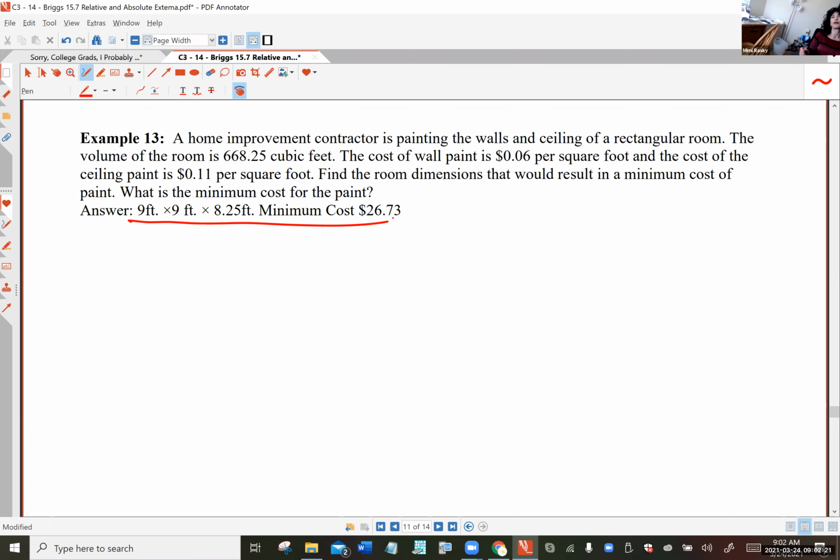Now, this is sort of a reverse problem because usually you want to figure out what's the cheapest paint to minimize your paint costs, not shrink the room in order to minimize your paint costs. But if you could pick the dimensions of your room, what kind of room dimensions would you pick in order to result in a minimum cost of paint? Now you are constrained because they told you the volume of your room.